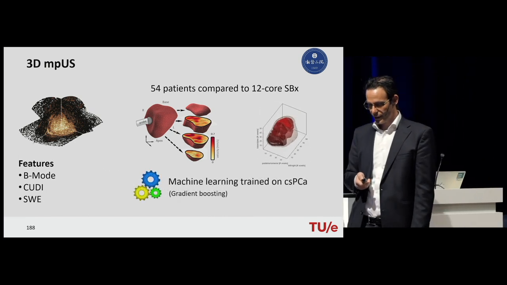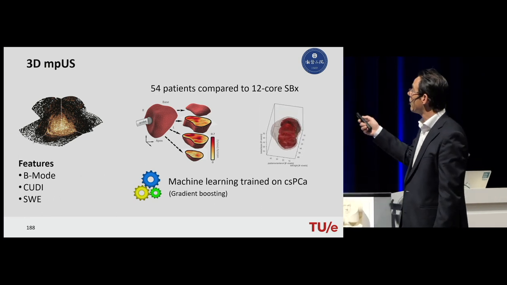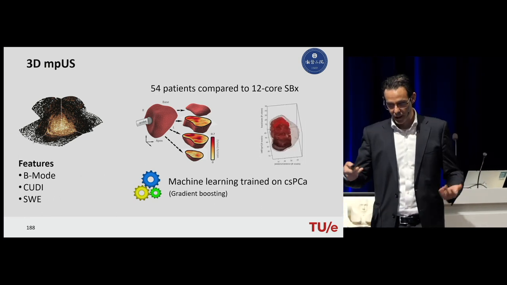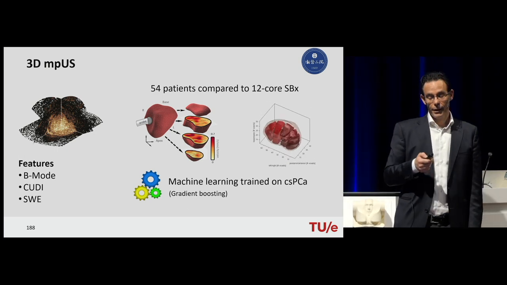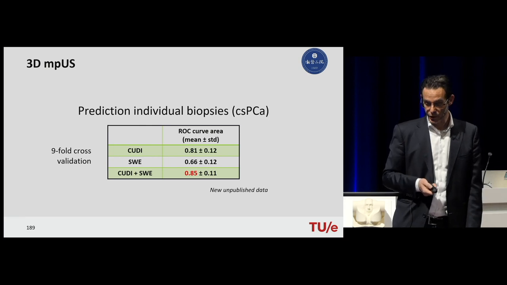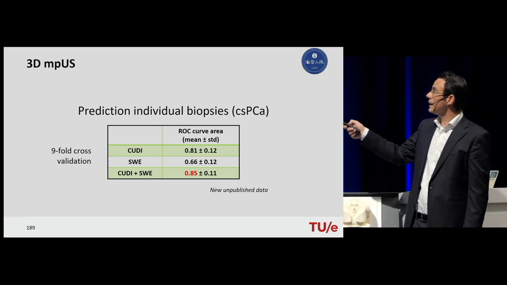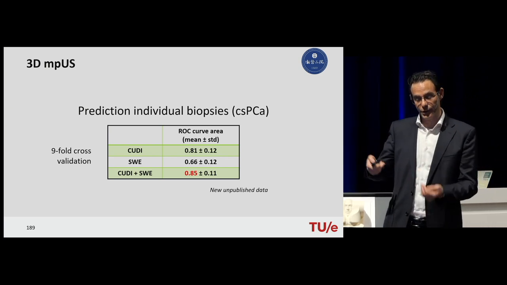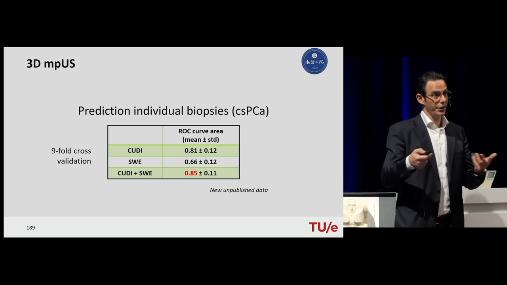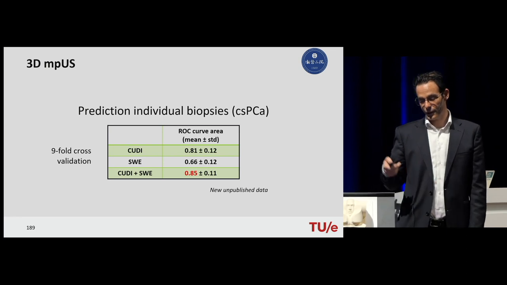And the results, combining all these parameters in the machine learning framework, we used in this case gradient boost, were pretty promising. You see that already our QD analysis was performing very well, again confirming our previous results with a 0.81 area under the receiver operating characteristic curve.